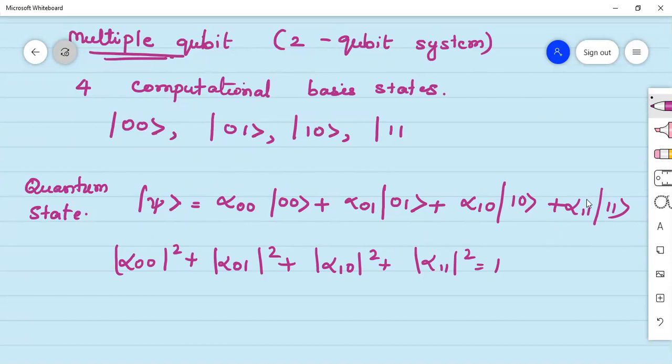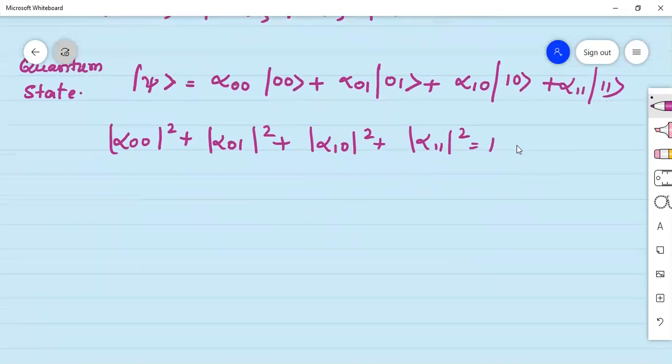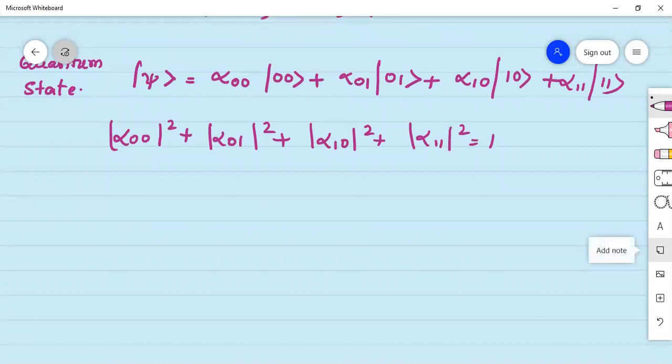The probability that you will get this state to be in 0, 0 is alpha 0, 0 square. The probability that when you compute a quantum state that it will be 0, 1 is alpha 0, 1 square. Okay, and so on. So now we understood what we mean by quantum bit, quantum state, basis, and how we derive what we mean by basis states and what the actual quantum state is.